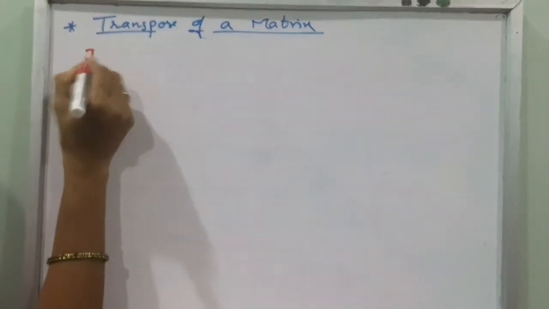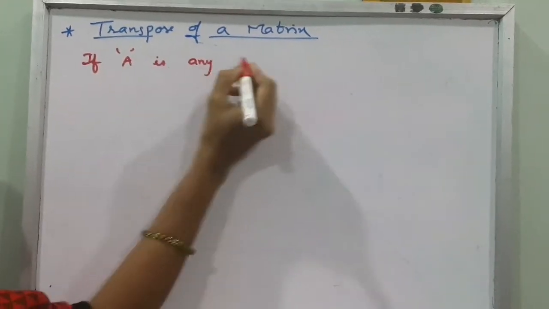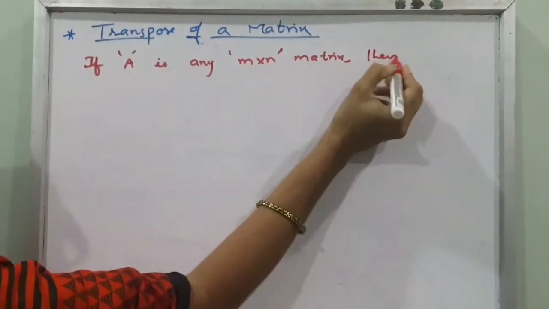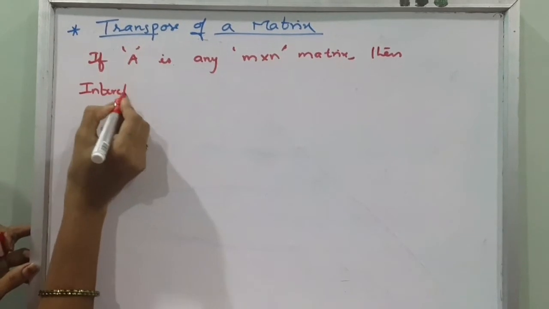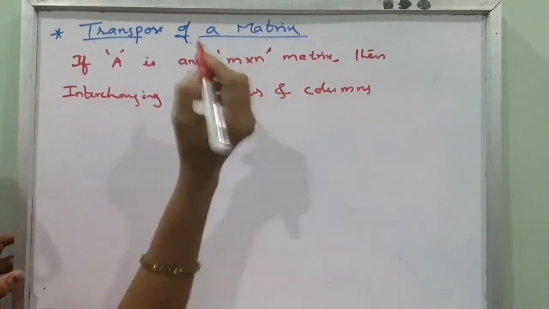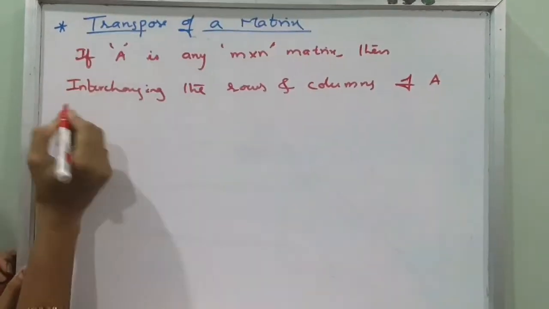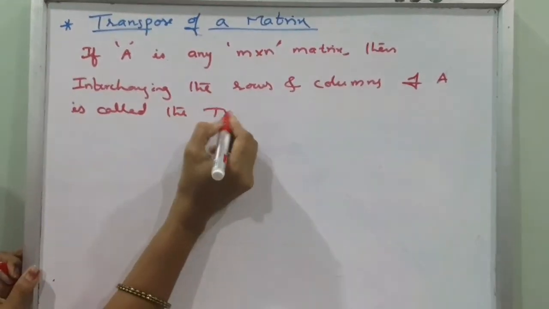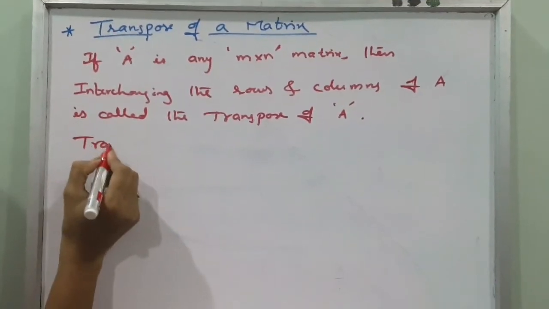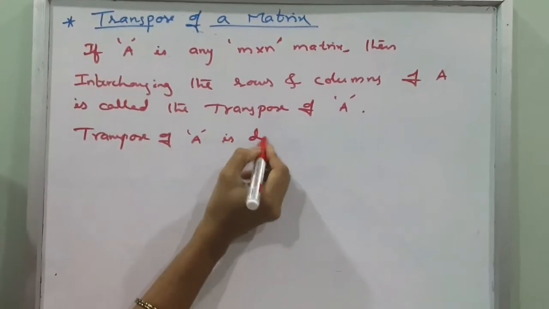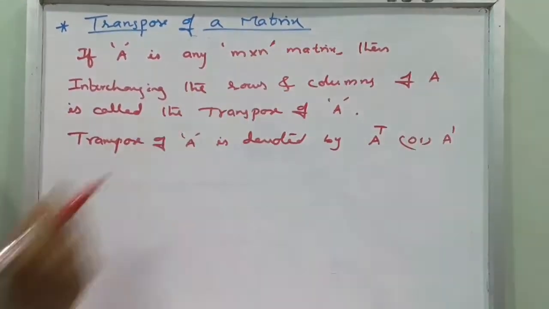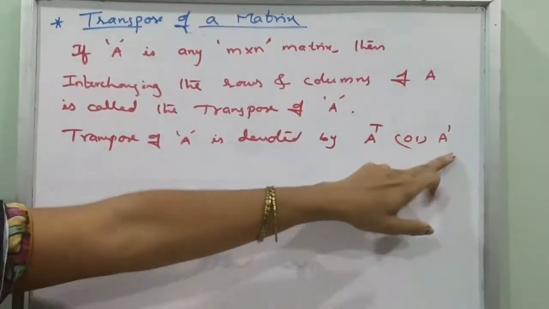The definition is, if A is any M cross N matrix, then interchanging the rows and columns of matrix A is called the transpose of matrix A, and transpose of A is denoted by A power T or A dash.